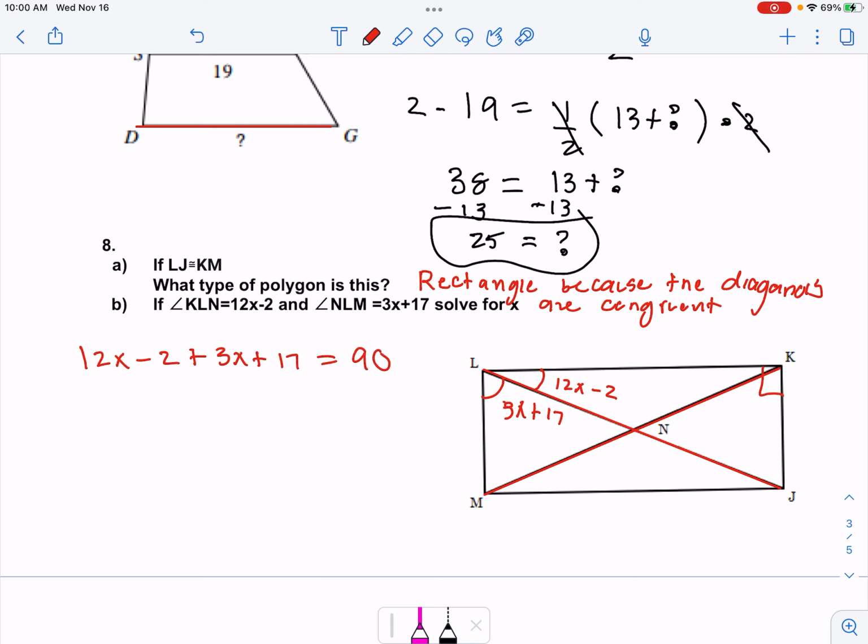Okay, so we just add like terms. That's 15x plus 15 equals 90. Then I subtract. 15x equals 75. And then I divide. 75 divided by 15. That's 5. And we're done.